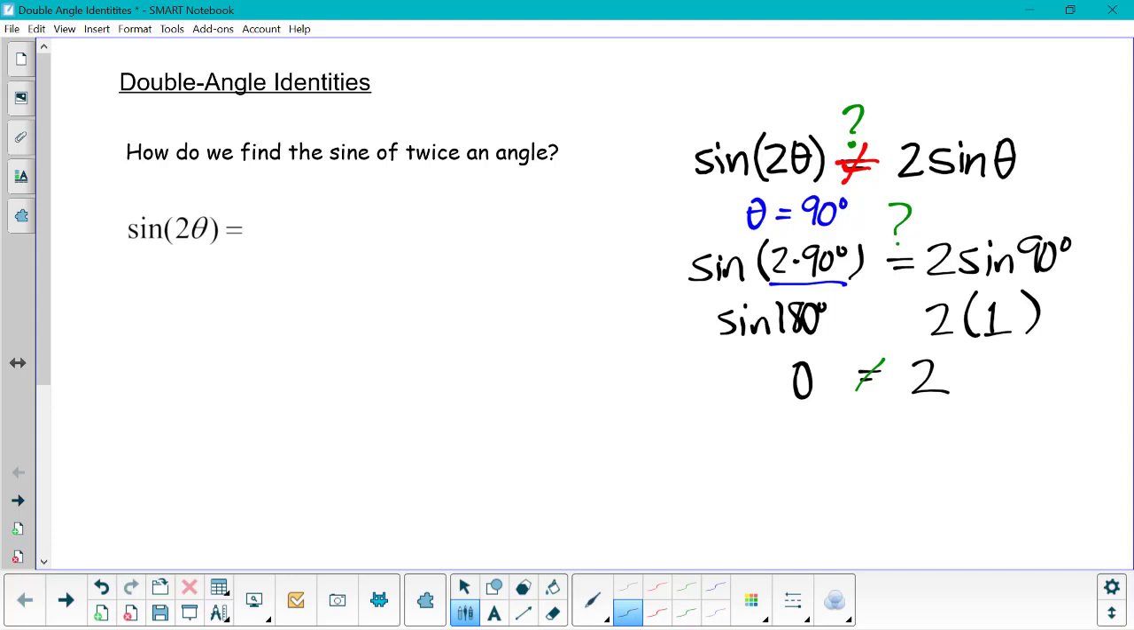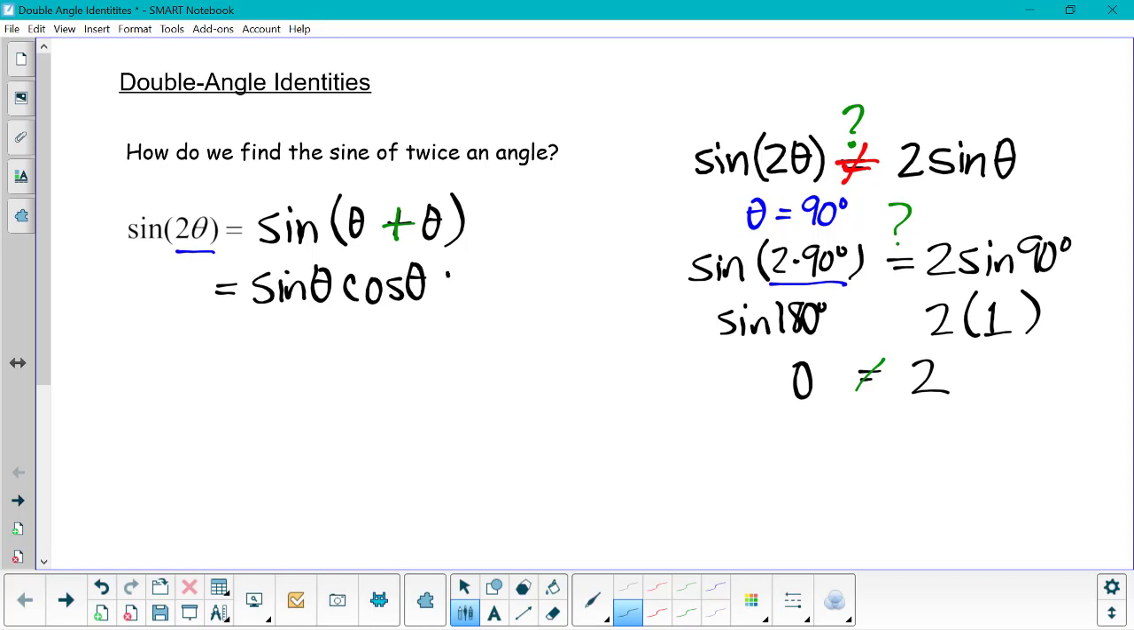So how are we going to come up with this identity? Well, we're going to rewrite 2 theta as theta plus theta. So I want to take the sine of theta plus theta, which is 2 theta. Now I'm taking the sine of a sum, so I can use my sum identity for sine. It says take the sine of the first angle times the cosine of the second angle plus the cosine of the first angle times the sine of the second angle.